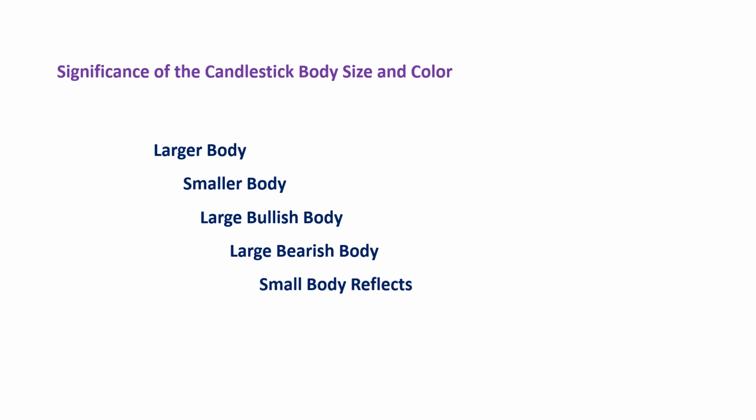A small body reflects weaker buying or selling pressure and potential indecision. The color of the body indicates the relationship between opening and closing prices, with green indicating a bullish sentiment and red indicating a bearish sentiment. Traders consider the relationship between body size and color to gain more insights, but should use additional analysis and indicators for accurate interpretation.